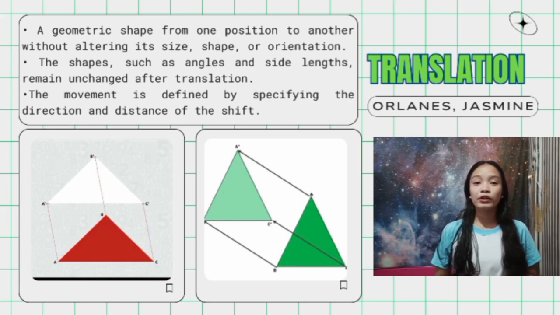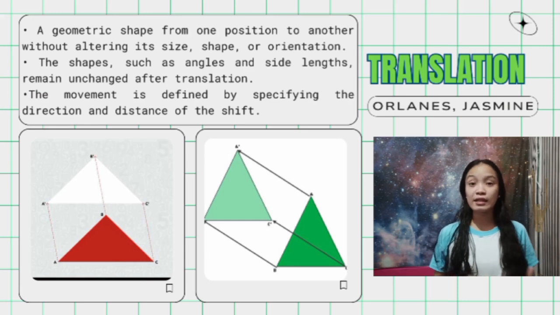First, let's explore the translation. When we translate a shape, every point of the shape moves the same distance in a specified direction. For instance, if we slide the triangle to the right or left, it retains its dimensions and angles, simply changing its location on the coordinate plane.